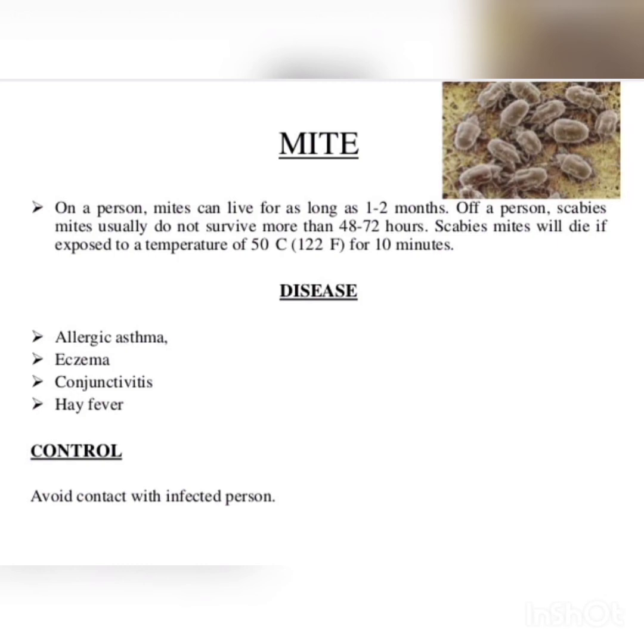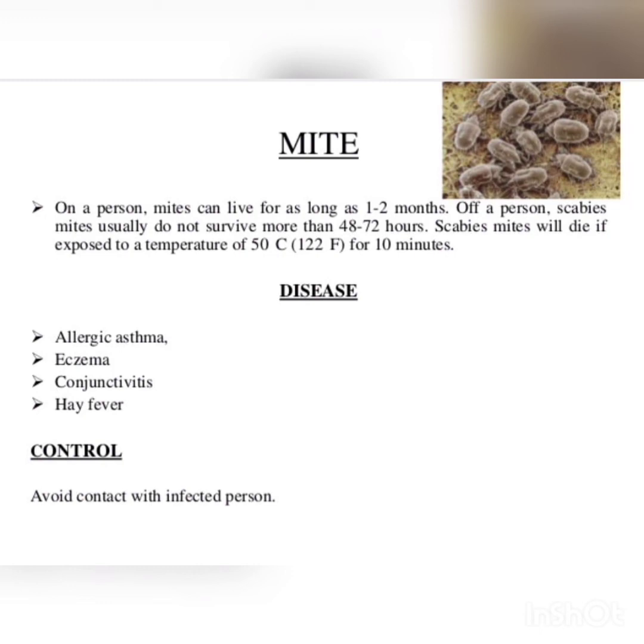They are small parasitic animals which grow on the skin and body parts of human beings, and they live as long as 1 to 2 months. So if they are on the body of a human being, they can survive for 1 to 2 months. So if they fall down from the body, they die within 48 to 72 hours. So these are called scabies mites. So they die if exposed to a temperature of 50 degrees centigrade for 10 minutes.